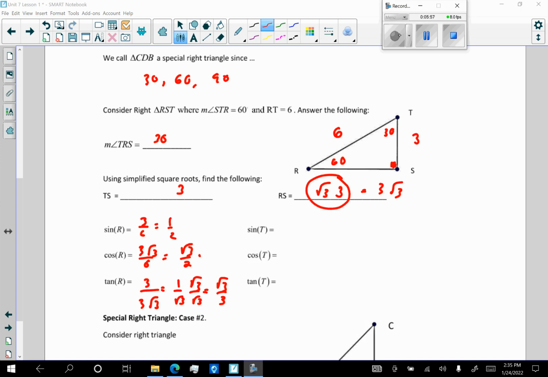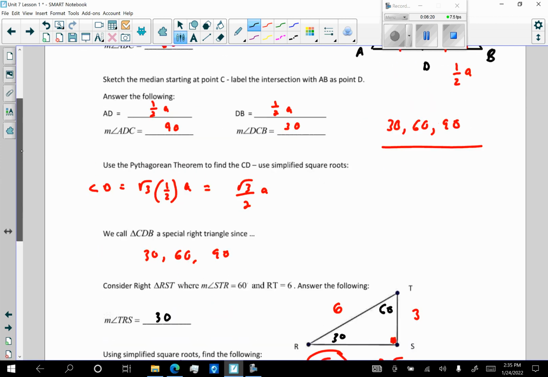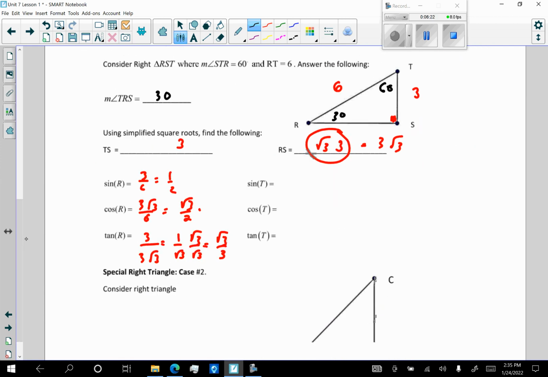Okay. Upon further investigating, there's a typo here in my notes. I got these angles mixed up. So TRS is 30, and this angle here is 60. That's going to be your 60-degree angle in your equilateral triangle. Everywhere else it's good. The only error I had was right here. The angle of STR was 60, it was just a labeling thing.